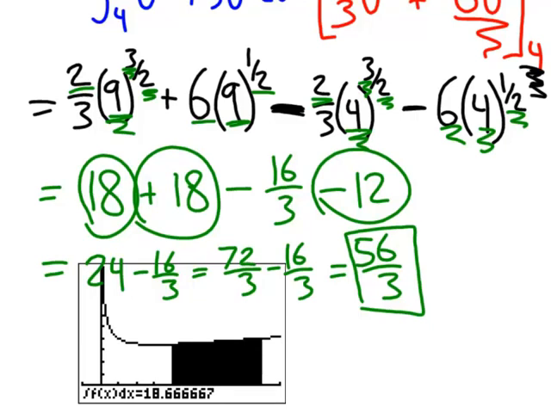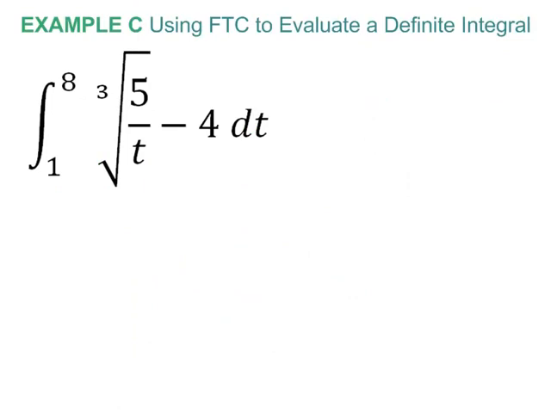All right, one more example. This one, it could really trip you up if you're not careful. At first glance, I don't know, maybe to a student, maybe it doesn't look too bad, but let's carefully go through this one where we have the cube root of quantity 5 over t minus 4 being integrated from 1 to 8. All right, first thing I want to do is rewrite this integrand.